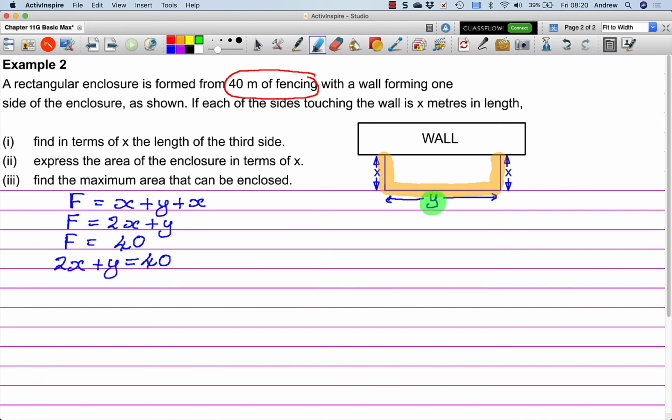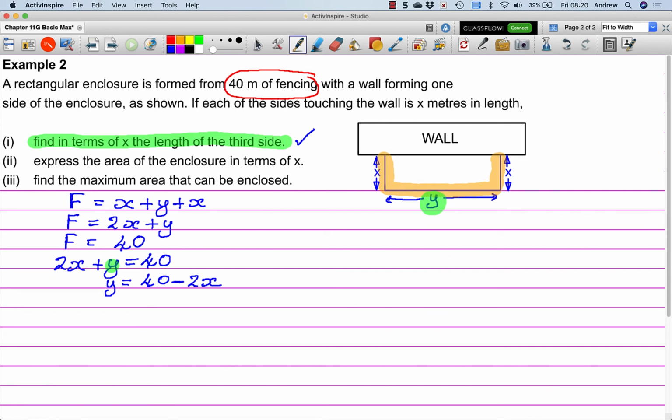And if you read the question very carefully, it says find in terms of x the length of the third side. So basically it's telling me I need to isolate the y value. So now I've got y is equal to 40 minus 2x. And find in terms of x the length of the third side. So I have done it.